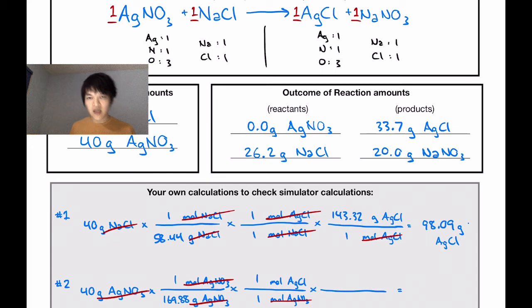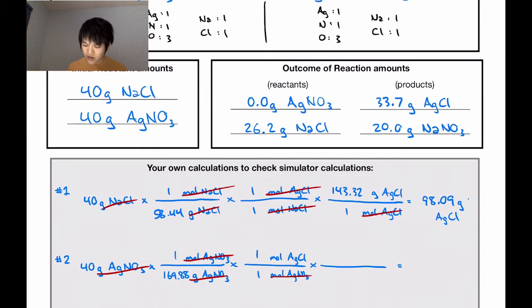All right. Now for our very last conversion factor, the third one, we're trying to go from moles of our second substance to grams of our second substance. So moles of our second substance is moles of silver chloride. Grams of our second substance is grams of silver chloride. And this third conversion factor is a molar mass.